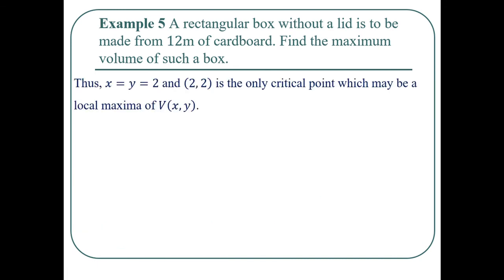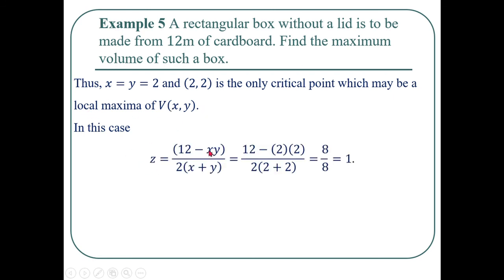To find the value of z, so we'll get the value of x is equal to 2 and y is equal to 2, and (2, 2) is the only critical point which may be local maximum of V(x, y). In this case, z becomes (12 minus xy) upon 2 times (x plus y), is equal to (12 minus 2 times 2) upon 2 times (2 plus 2). It will be 12 minus 4 is equal to 8, upon 2 times 4 is equal to 8, is equal to 1.